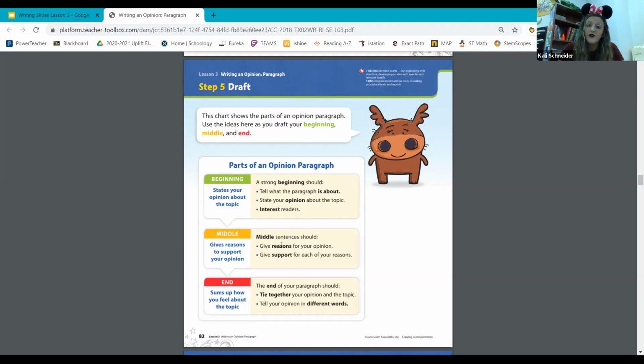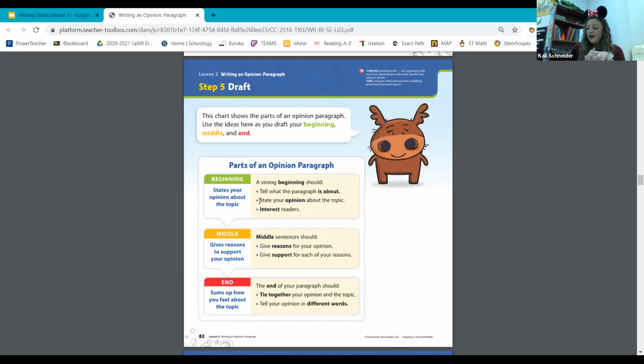The middle gives reasons to support your opinion. A middle sentence should give reasons for your opinion and give support for each of your reasons. So those are those good reasons with good details. The end sums up how you feel about the topic. The end of your paragraph should tie together your opinion and the topic and tell your opinion in different words than you used before. We're going to focus in again today on just this beginning part right here.